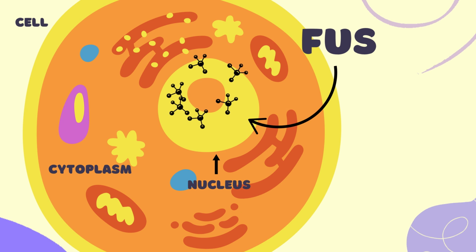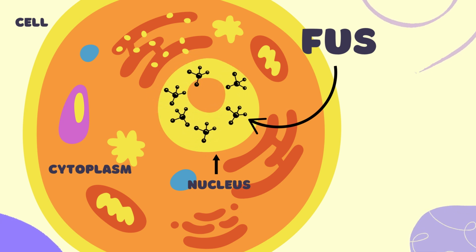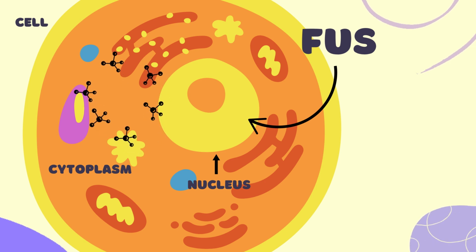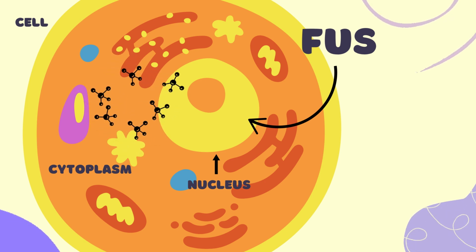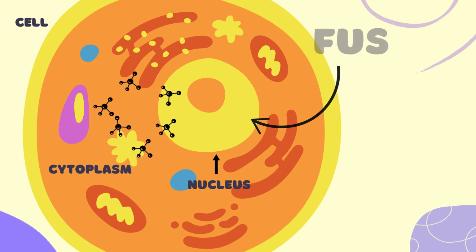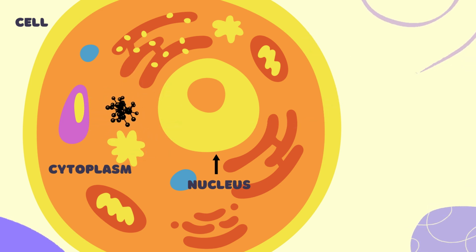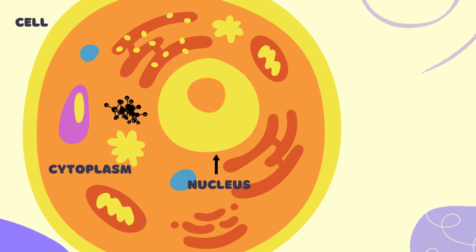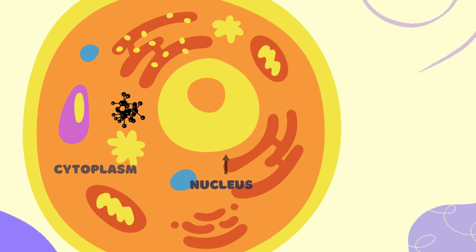FUS, another protein involved in RNA regulation, also mislocalizes in ALS. Just like TDP-43, FUS aggregates in the cytoplasm, causing further disruption to RNA processing. Both TDP-43 and FUS are involved in a stress response mechanism inside the cell, but when these proteins are mutated or misfolded, the stress response turns from protective to destructive, leading to ALS.